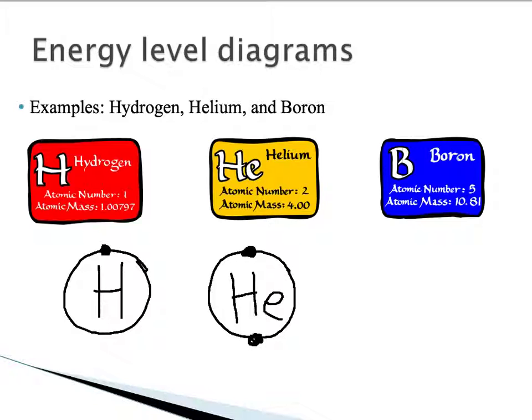Okay? And that's helium. Boron now, we step down 1 level, so write the symbol, just B. And with boron, it's got 2 energy levels, so do 2 circles.